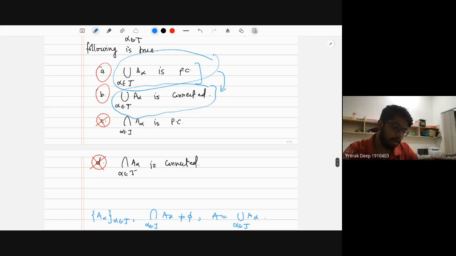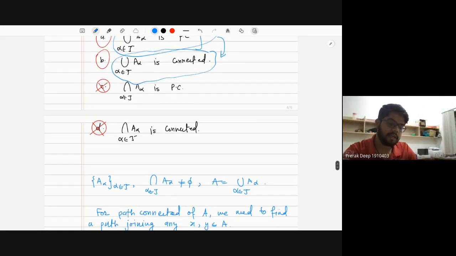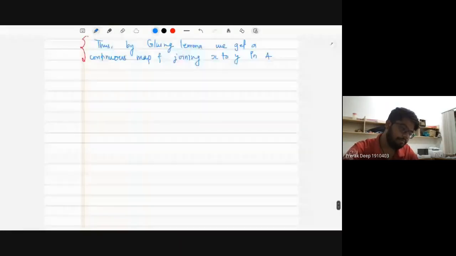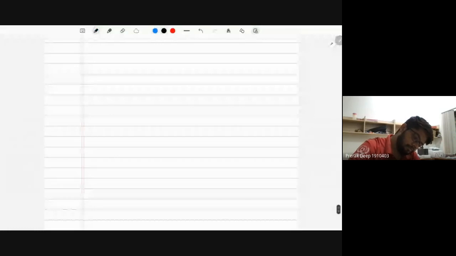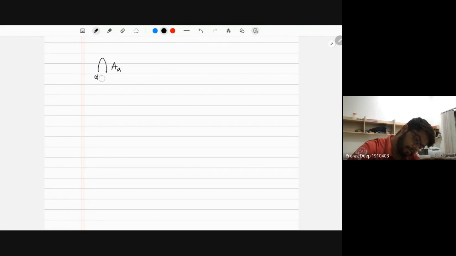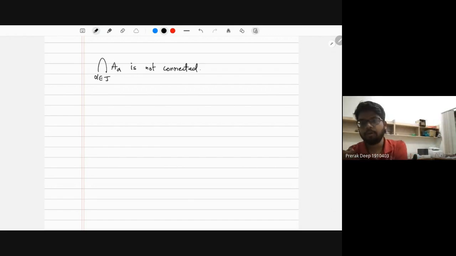Why are C and D not path connected and connected? Why is the intersection not path connected and connected? Let me give you an example. The intersection of A alpha is not connected. Let me give you an example of not connected, and that example will also work for not path connected, because spaces that are not connected are also not path connected.